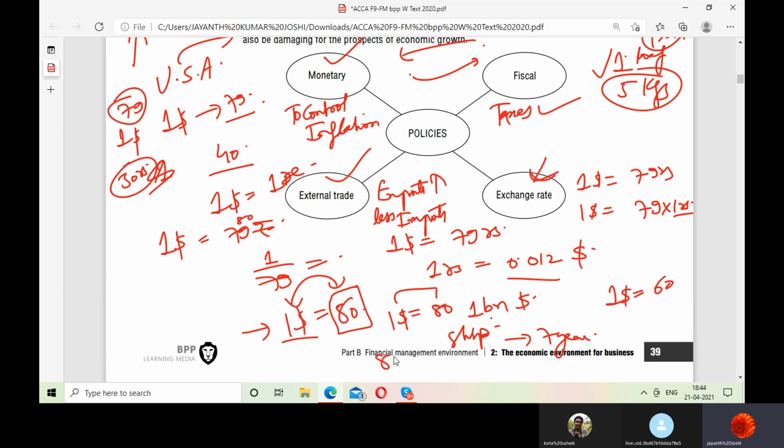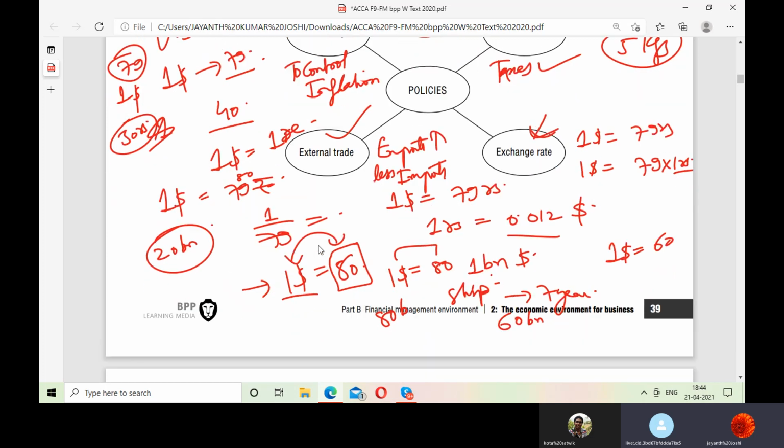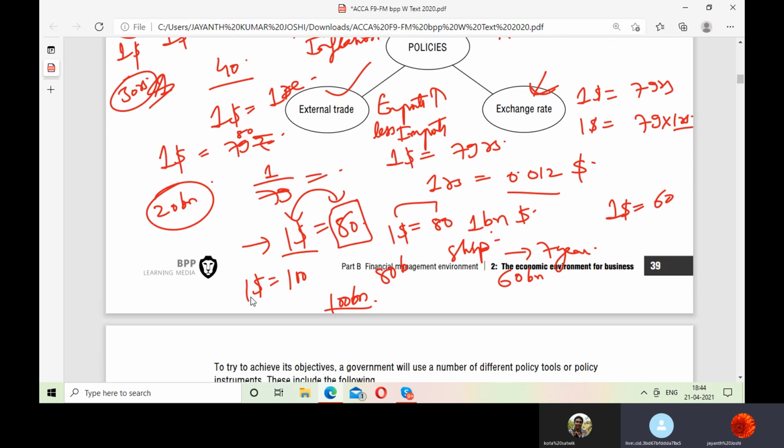Am I going to receive 80 billion rupees or 60 billion rupees? Come on, tell me what is happening. 60. So I lose 20 billion, correct? That is not good for me. Now that's bad because of the exchange rates. And for example, if rupee becomes weaker, $1 becomes 100, so I get 100 billion rupees. That's good for me.